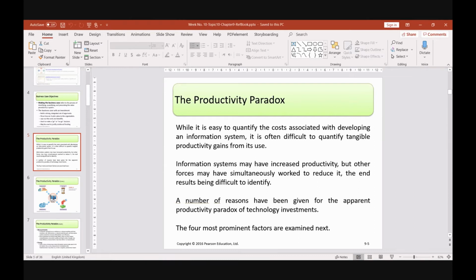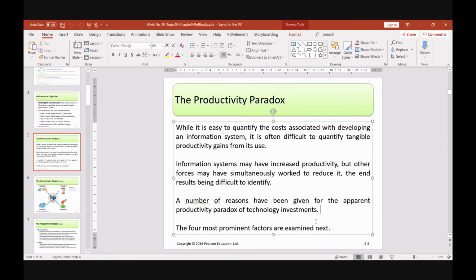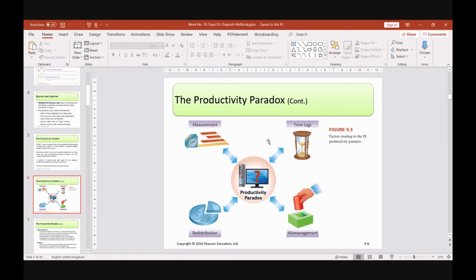So what are the measurements in this paradox? We will discuss. A number of reasons have been given for the apparent productivity paradox of technology investment, but the four most prominent factors are these, so we will talk about these four. The measurement, time lags, mismanagement, redistribution of resources and allocations. These all play a factor in creating a productivity paradox, meaning creating some hurdles even though you have an information system. Are you getting my point, guys?